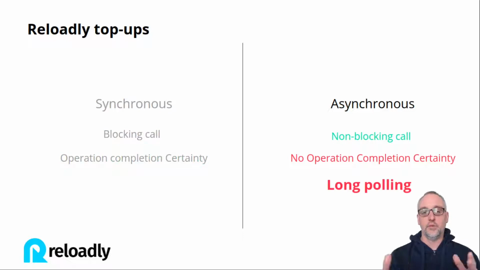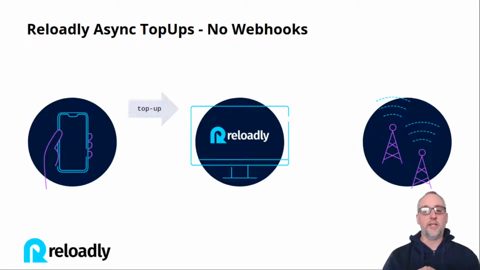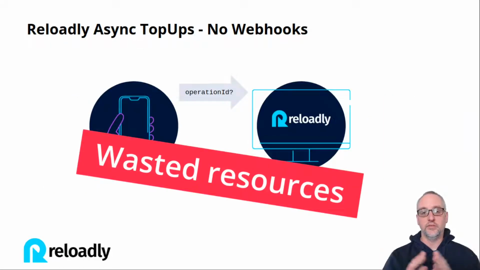at the time. Up to now, the only way you could get confirmation for an asynchronous operation was to regularly poll the server. It went something like this. Your application issues an async top-up request to Reloadly and gets back an operation ID. Then it starts a polling loop, asking Reloadly's server for the status of the operation over and over until it finally gets confirmation. This constant polling is a source of waste.